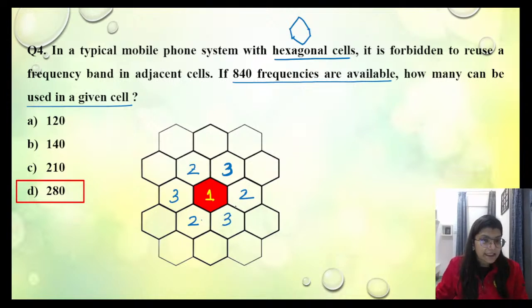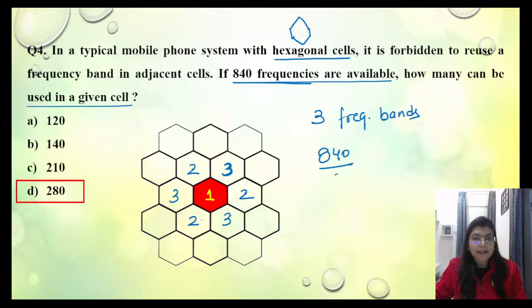So basically for one cell I can arrange 3 frequency bands, right? That means if 3 different frequencies are there, I can arrange it. How many total frequencies are given to us? Total 840 frequencies are given to us. So how many frequencies can you use in a given cell? 840 divided by 3, that is 280.